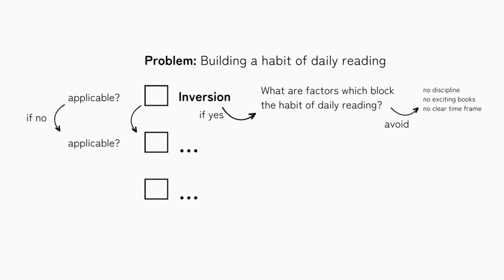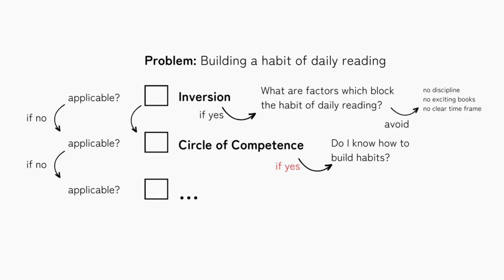So let's go now to the next checklist point, which is the circle of competence mental model. First we ask again if this mental model is applicable. If no, we just go to the next mental model. If yes, we do it and see what is the outcome. So it is also applicable here, and we can ask ourselves, do I know enough about building habits, how to do it, and so on. And then we can answer these questions by ourselves. In my case, probably it would be a yes. And we can go on with the next mental models or points on the checklist.